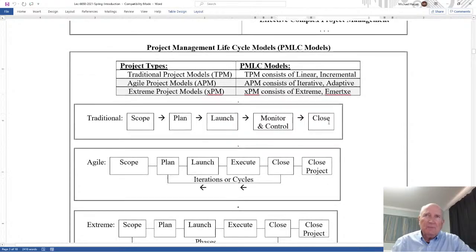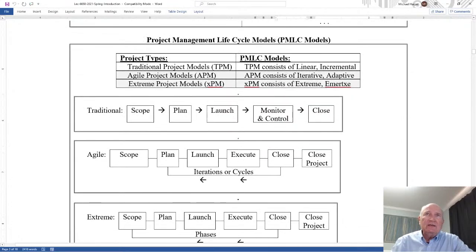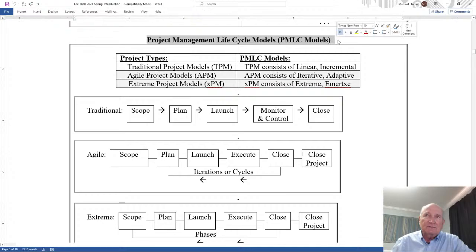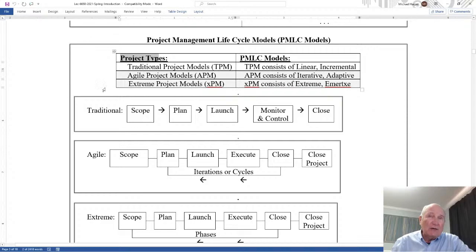Okay, to break it out a little bit more, he defines life cycle models. Well, he has different project types from the quadrants: traditional (TPM), agile models, and extreme project models. The types of models that he introduces and explains would be linear and incremental for the traditional, iterative and adaptive for the agile, extreme and emergency for the extreme. And this is what we will focus in on in the latter part of the course.